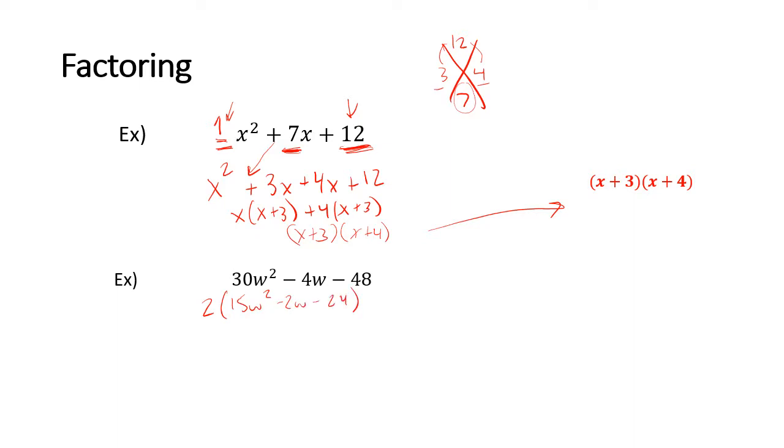Okay, now, what I need to do here is think, okay, what two numbers multiply together to be 15 times 24 and add together to be 2? 15 times 24, which should be, probably should have prepared that, is 360, right? What two numbers multiply together to be 360 and add together to be 2? Well, that's not a super easy question to answer, is it?